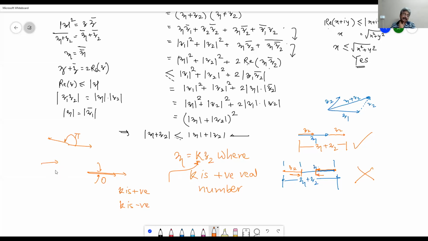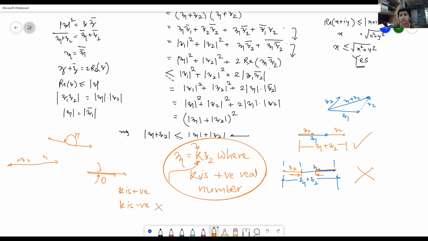Z1 is minus Z2... is Z1, or this is Z2 and this is Z1. So you multiply this by minus 2. So you are actually changing the direction of that. So this is not acceptable. So you have to remember, in complex numbers, whenever we have this triangle inequality, the constant multiple must be positive. Make it a note. Okay.